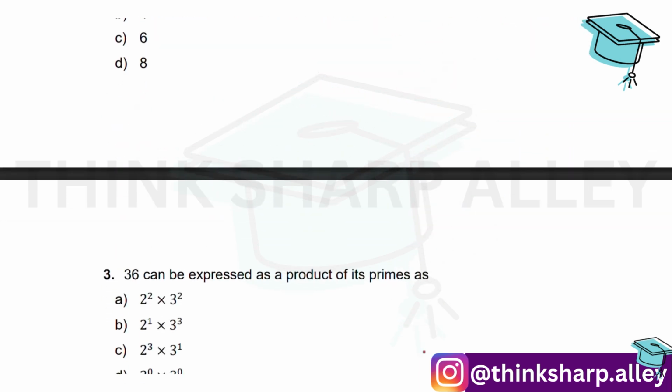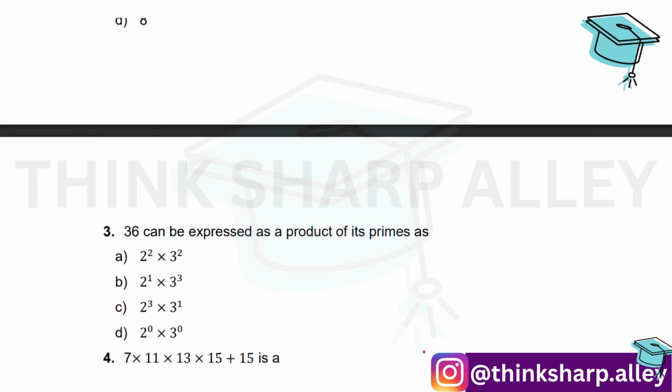Question number 3. 36 can be expressed as a product of its primes, so we will take the prime factorization of 36, and it is this. So we have 2 square into 3 square. So this is the correct answer.